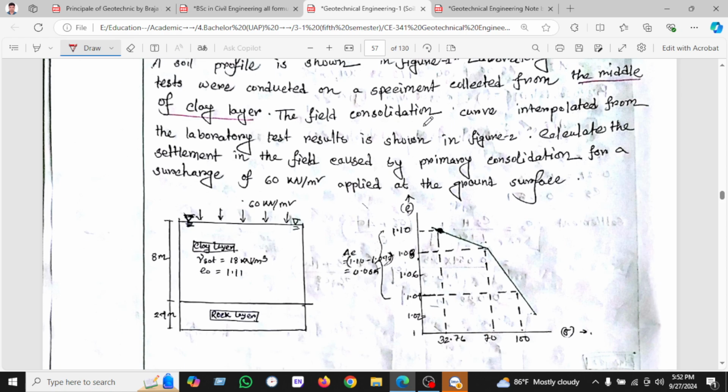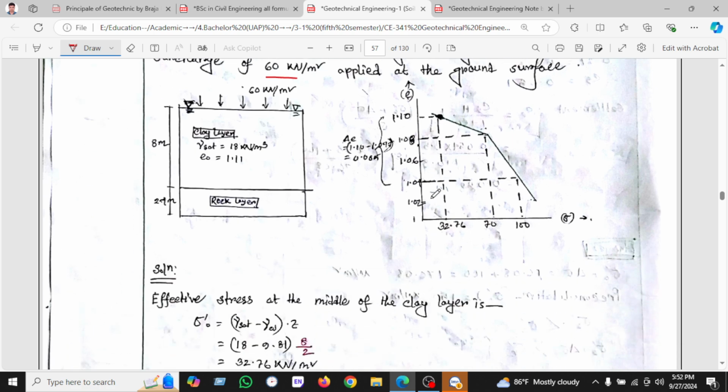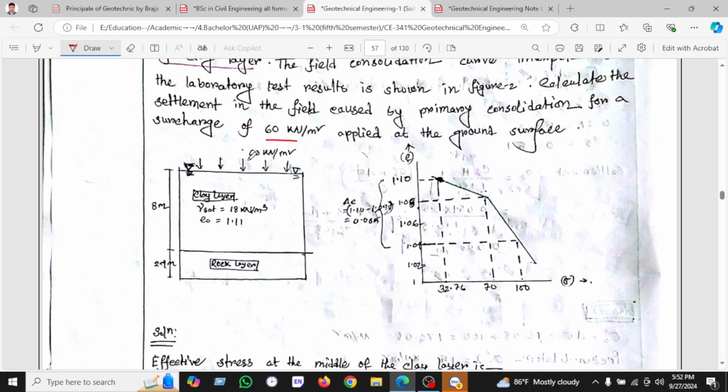The field test consolidation curve has been interpolated from the laboratory test shown in the figure. Calculate the settlement of the field caused by primary consolidation for a surcharge of 60 kN per meter applied on the ground surface. Here we can see the applied load, the delta sigma.